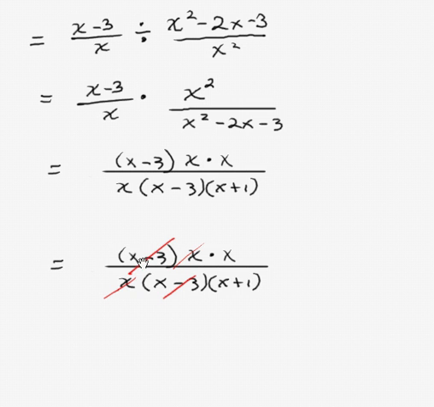So x minus 3 and x minus 3 divide out. x and x divide out. And we're left with x over x plus 1 as our simplified answer. So if we think of complex fractions as 3 easy problems in one, it's not so challenging.